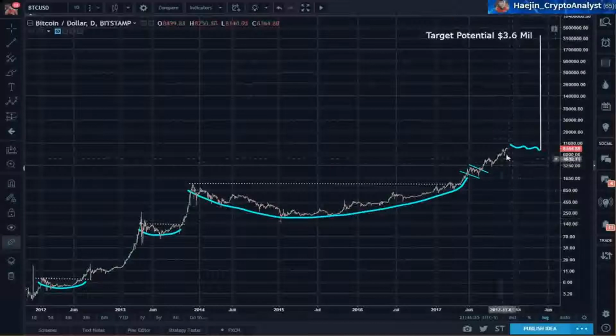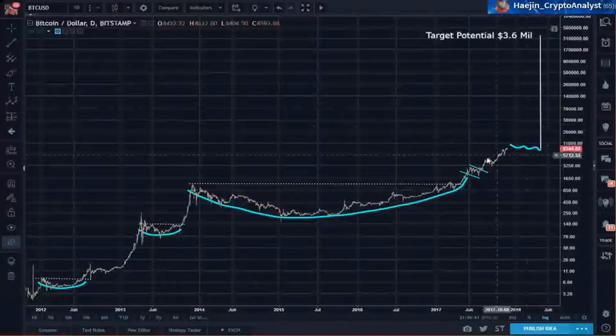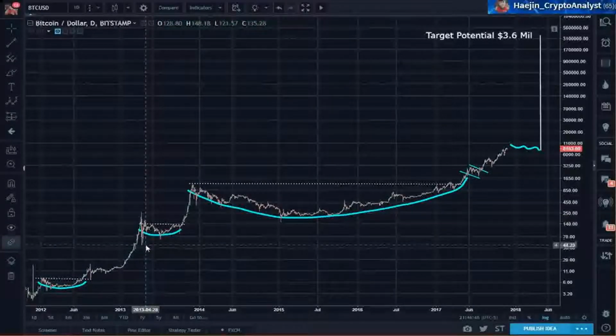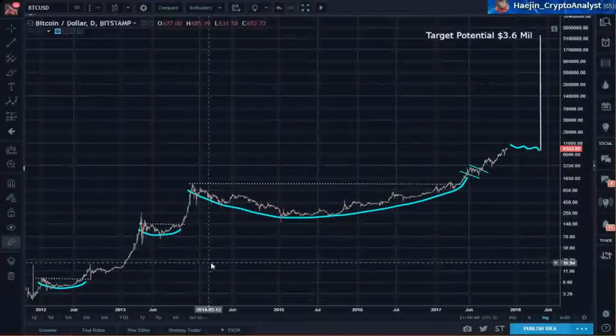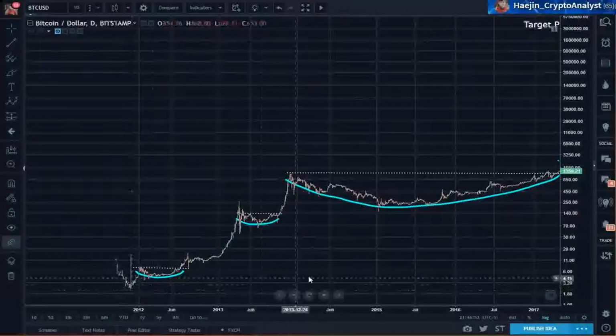And along the way, there may be very scary crashes. That's a given. Just like to a lot of people, this correction was very scary. This correction was the scary one for many people.